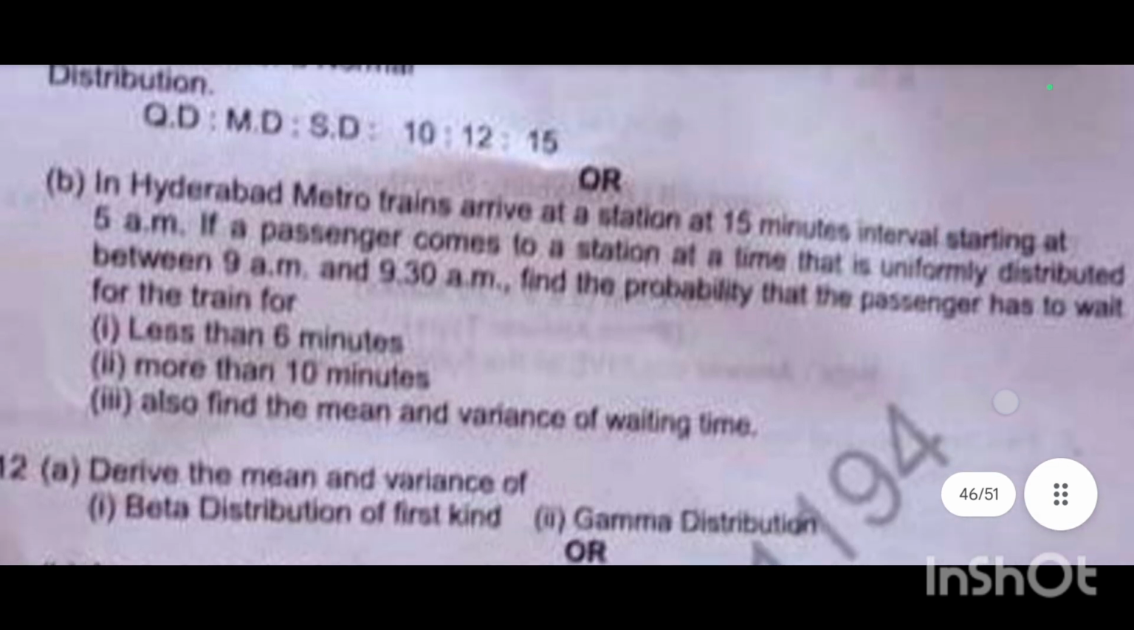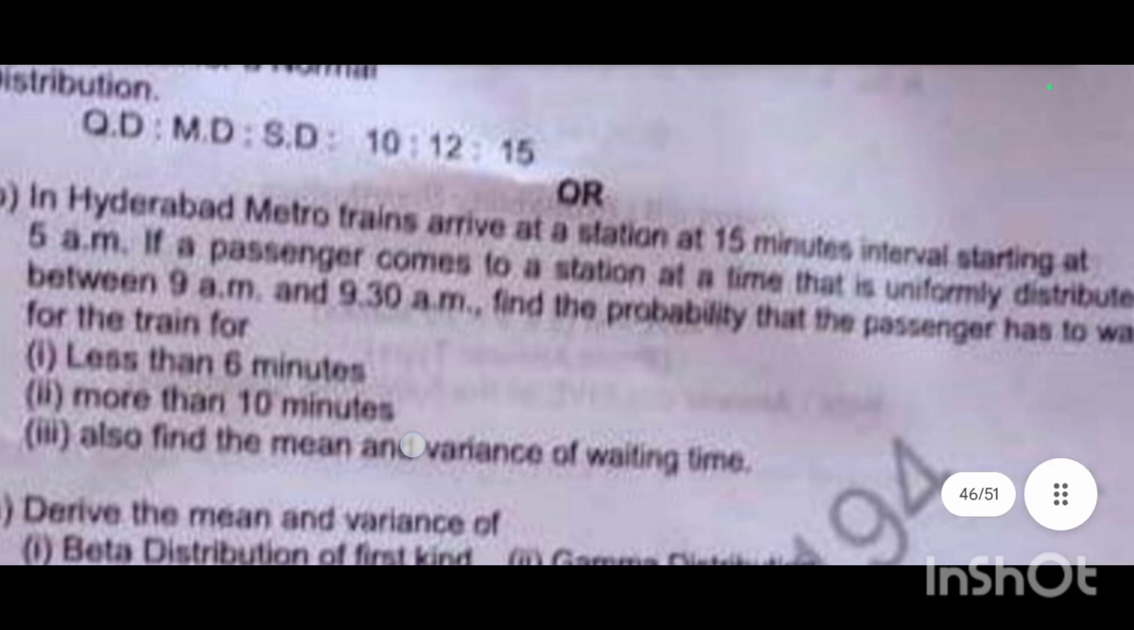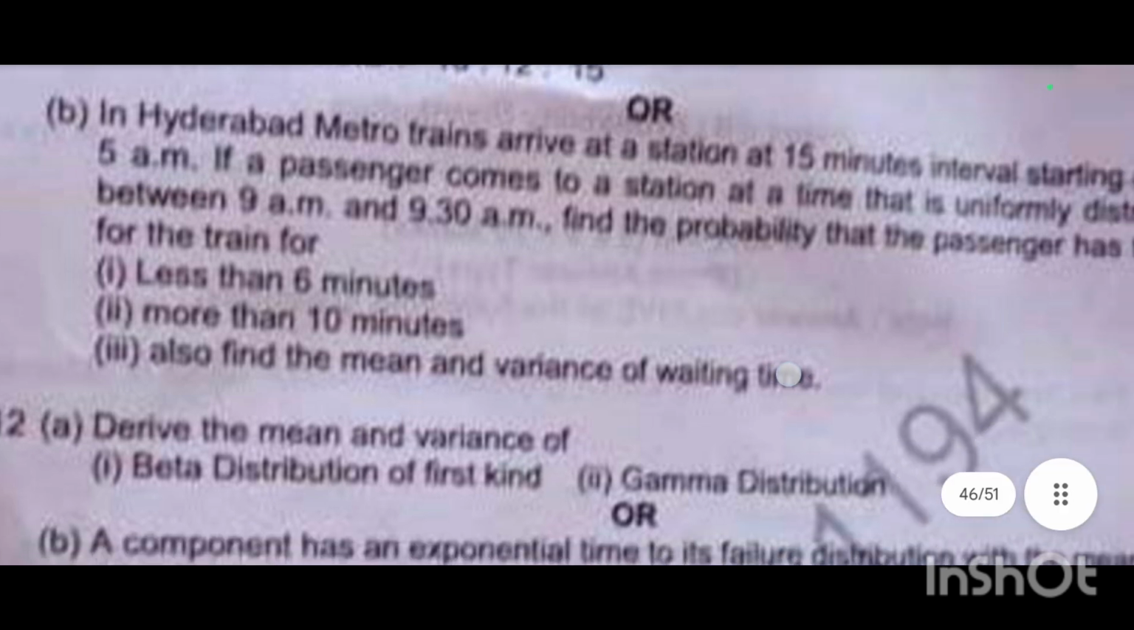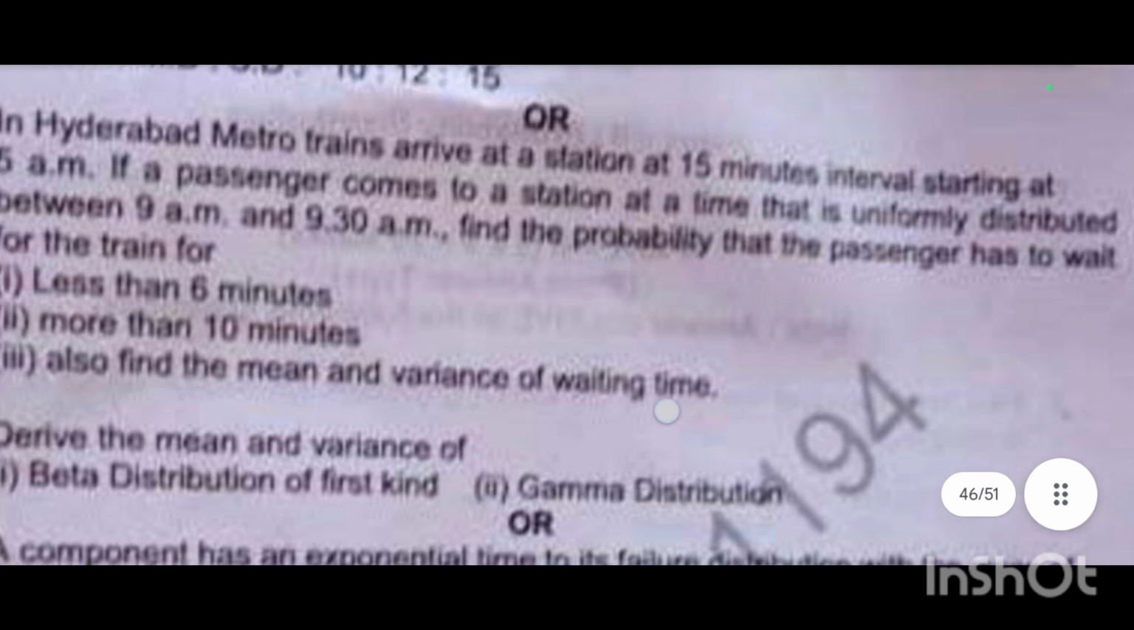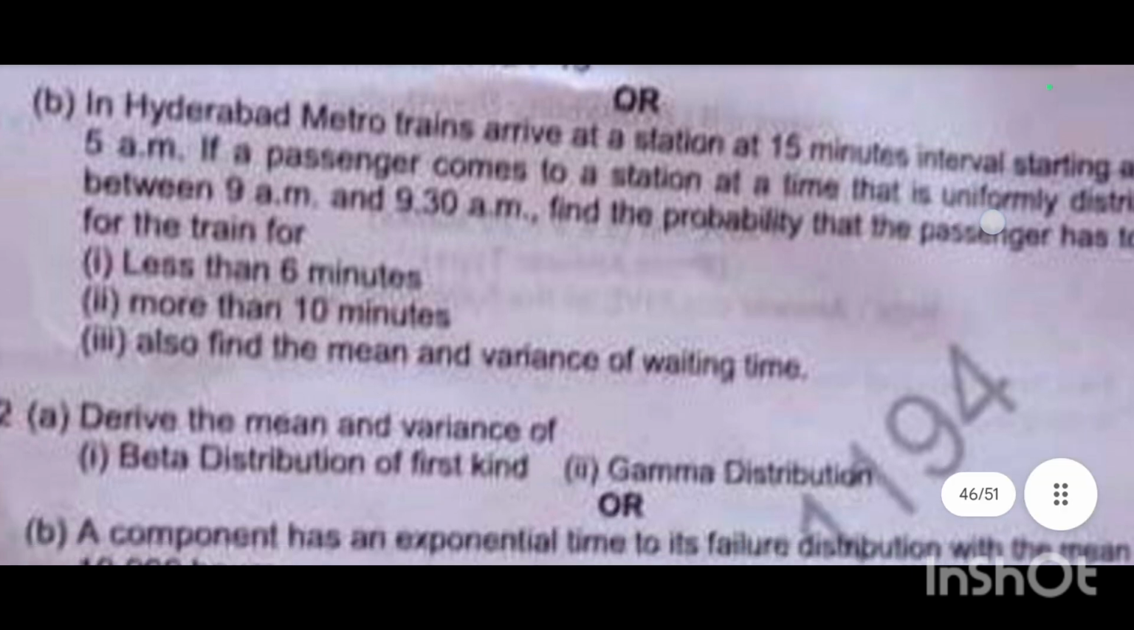Let's see the application question once again. In Hyderabad, metro trains arrive at random at 15 minutes interval starting at 5 a.m. If a passenger comes to a station at a time that is uniformly distributed between 9 a.m. and 9:30 a.m., find the probability that the passenger has to wait for the train for less than 6 minutes, more than 10 minutes, and also find the mean and variance of the waiting time.